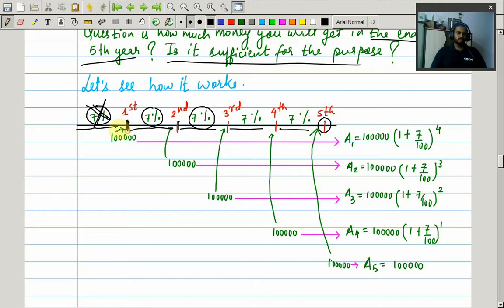So this 1 lakh rupees will gain interest in a compounding manner, or you can say this 1 lakh rupees will gain interest at 7% per annum compounded yearly. So this 1 lakh will grow to what amount in 4 years? 1, 2, 3, and 4 years. So this is the amount. From where have I written this? I have written this from this formula.